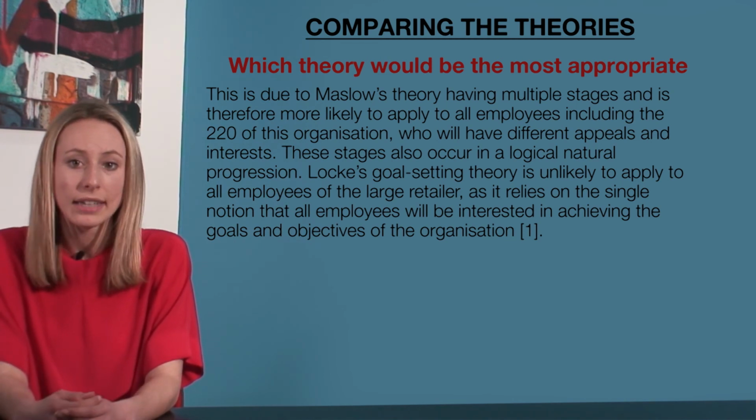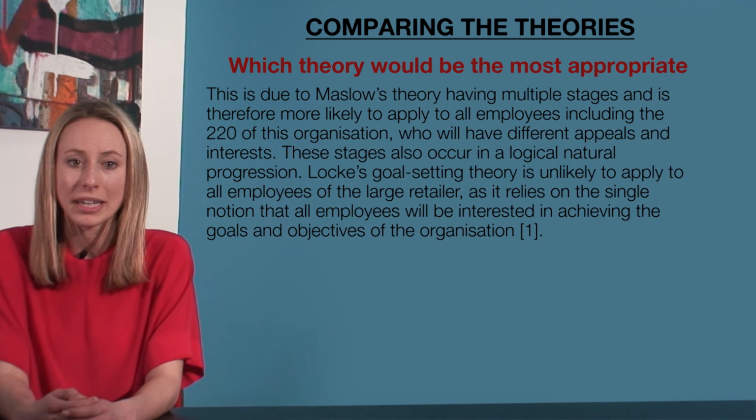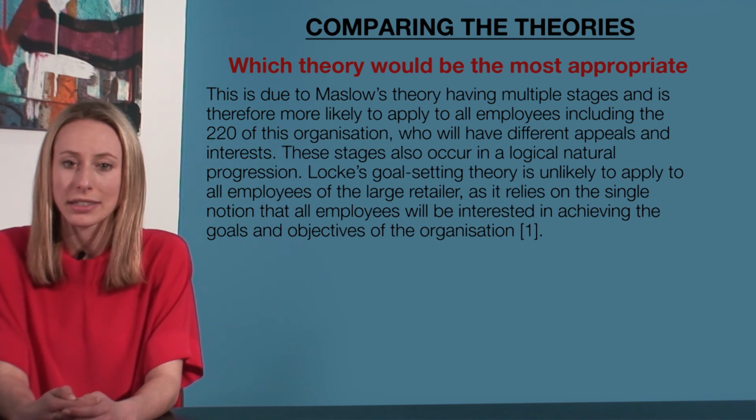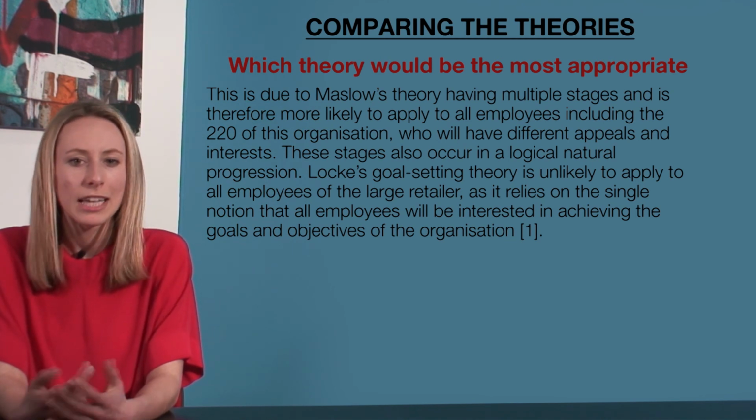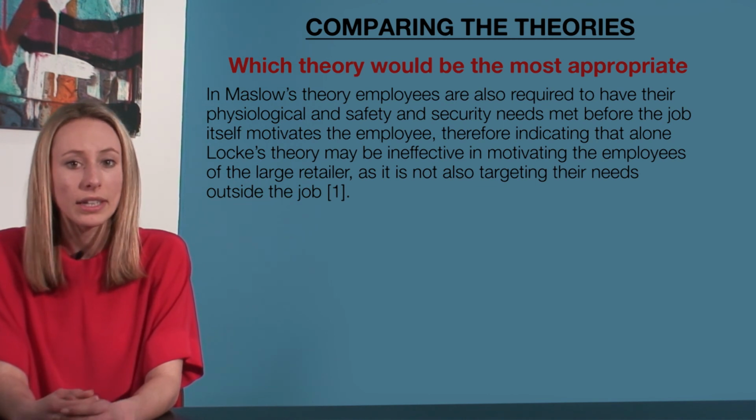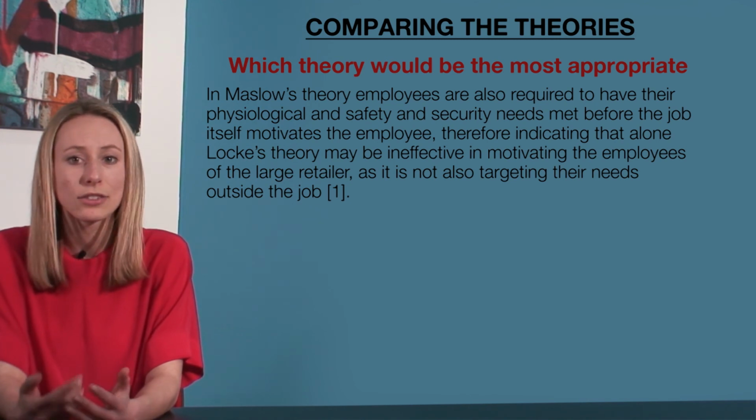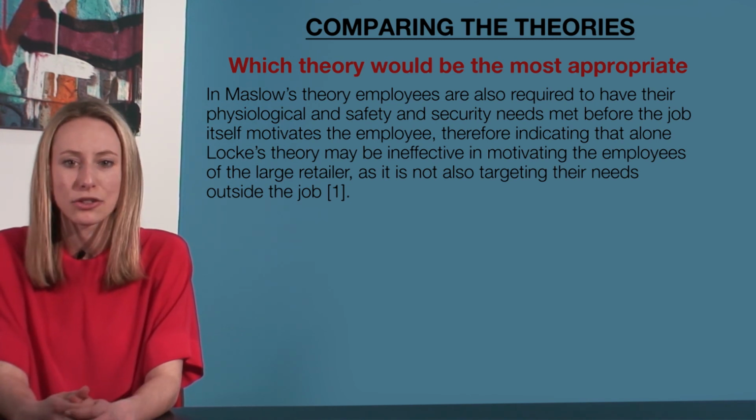Locke's goal-setting theory is unlikely to apply to all employees of the large retailer, as it relies on the single notion that all employees will be interested in achieving the goals and objectives of the organisation. In Maslow's theory, employees are also required to have their physiological and safety and security needs met before the job itself motivates the employee, therefore indicating that alone, Locke's theory may be ineffective in motivating the employees of the large retailer, as it is not also targeting their needs outside the job.